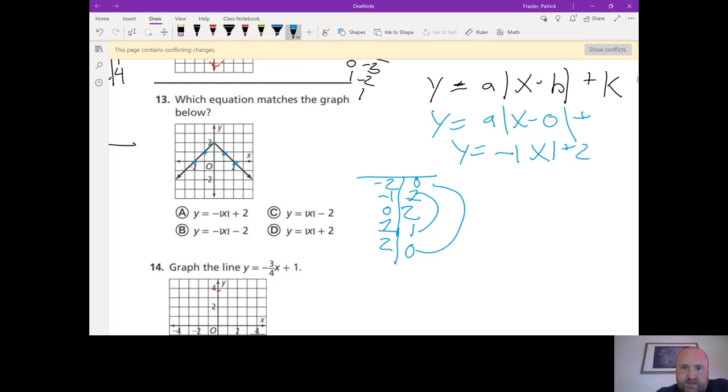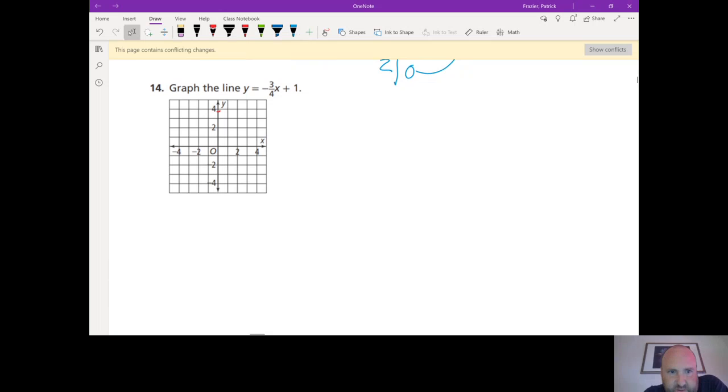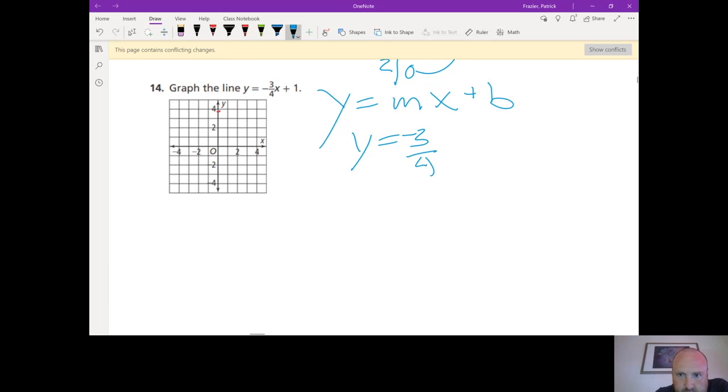It would be A. And then finally, for problem 14, this is just y equal to mx plus b, because we have y equal to -3/4 times the independent variable x plus the y-intercept b. So that means that b, where x equals 0, what does y equal? Well, in this case, positive 1, which is this thing.